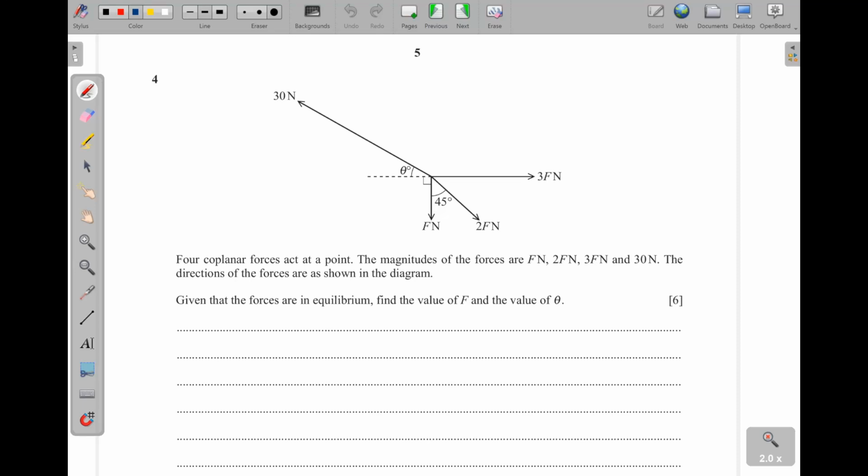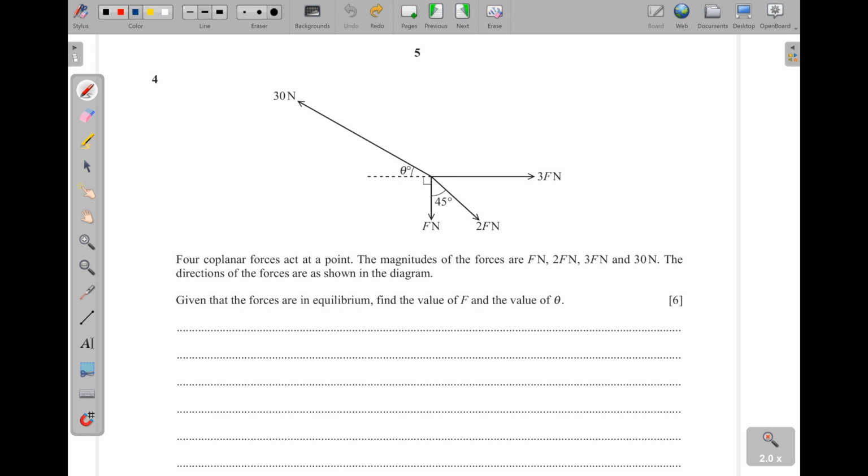Question 4 is coming from resolving of forces for coplanar forces. Coplanar, same plane, okay? Act at a point. The magnitudes of the forces are these ones here. The directions of the forces are also shown in the diagram. Given that the forces are in equilibrium, find the value of F and the value of theta.